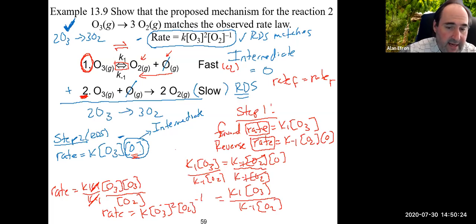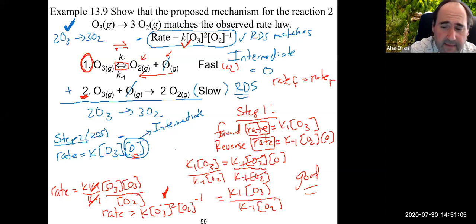We can now see that this rate law found experimentally does in fact match the rate law on the slow step. And what that means is that this may not be the correct mechanism every single time, but it is a plausible mechanism for this reaction to take place. A, because the overall reaction when you add them together equals the overall reaction. And B, the rate law for the slow step in the mechanism does match the rate law that you find experimentally. Any questions on that?